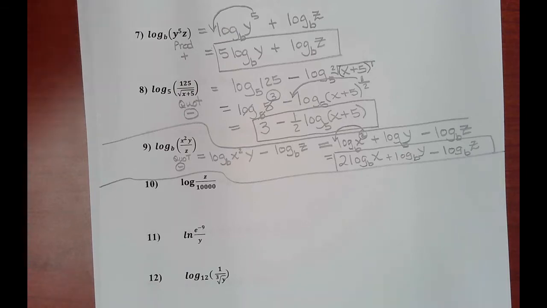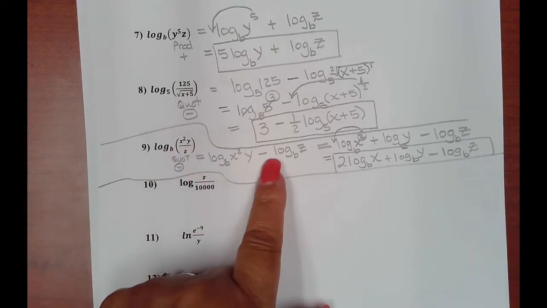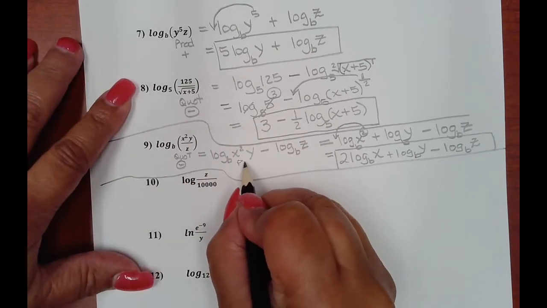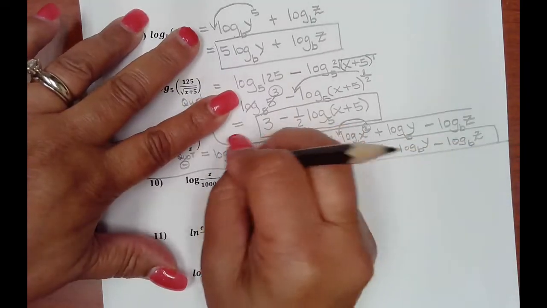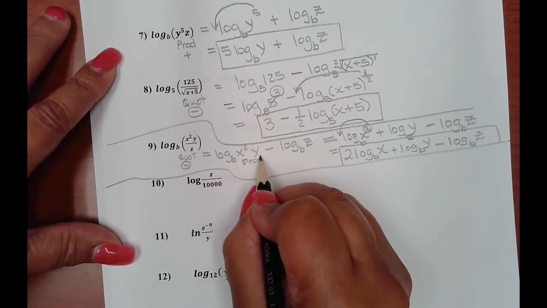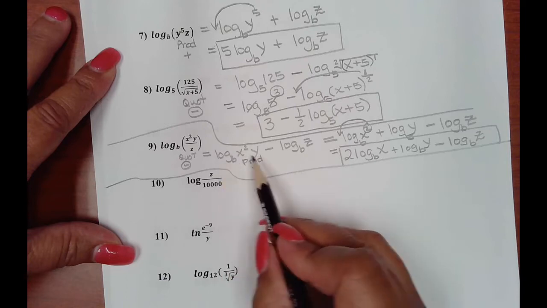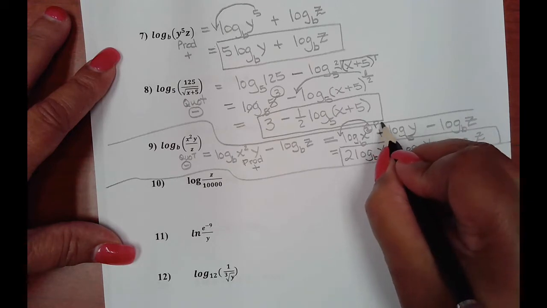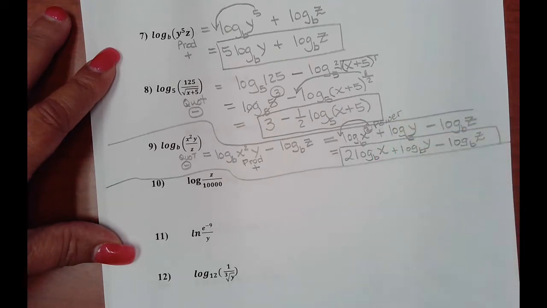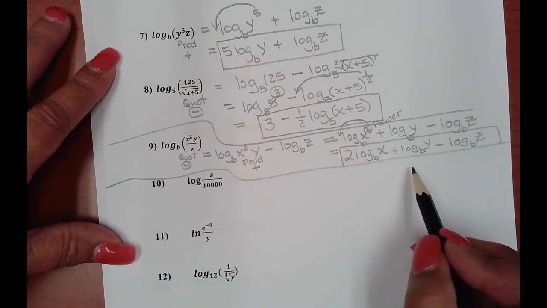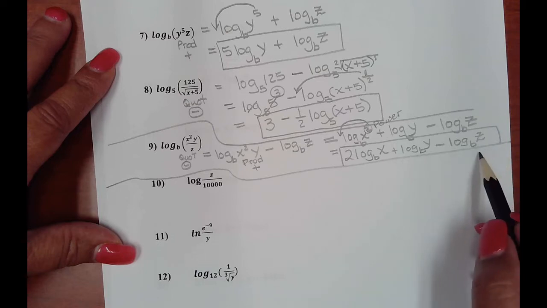Okay, there were three properties applied there. We did the quotient rule, splitting this quotient up using a minus sign. Then we used the product rule, where we broke up this product using a plus sign. So it's log of x squared plus log of y. Then we used the power rule at the end. Okay, and that power rule just says that the power becomes a coefficient. So 2 times log of x plus log of y plus log of z, all base b.